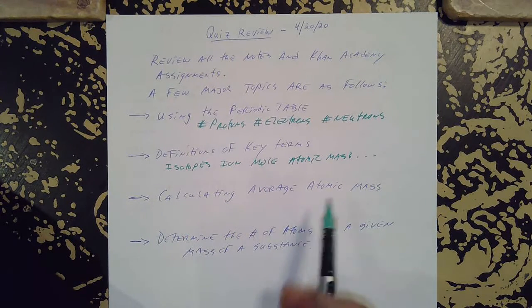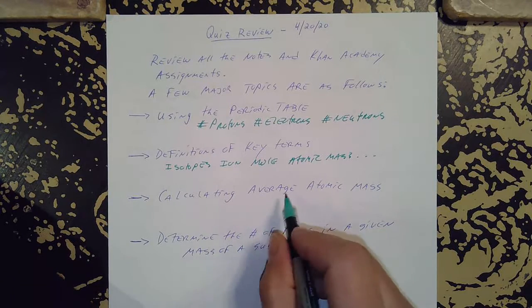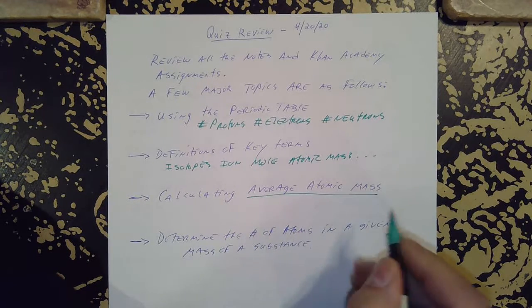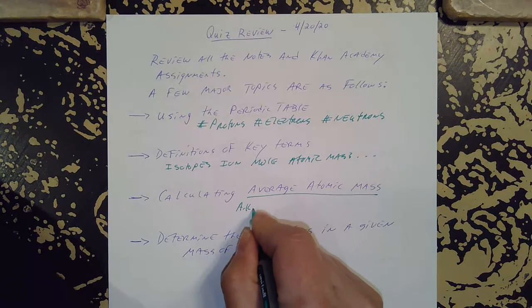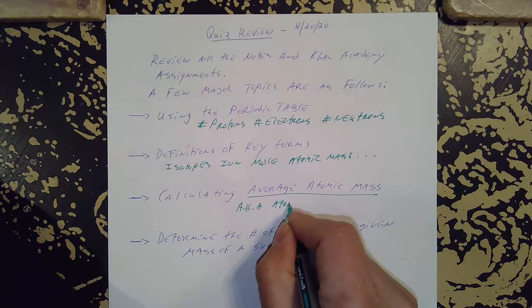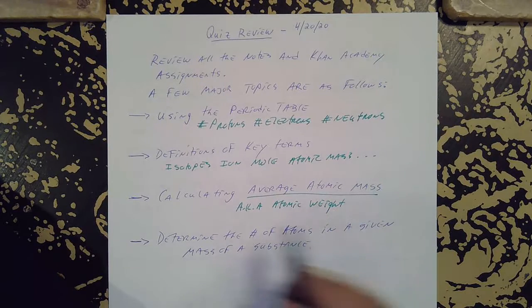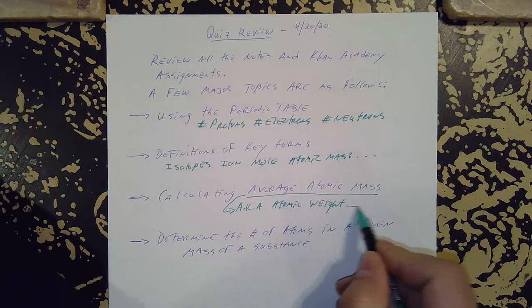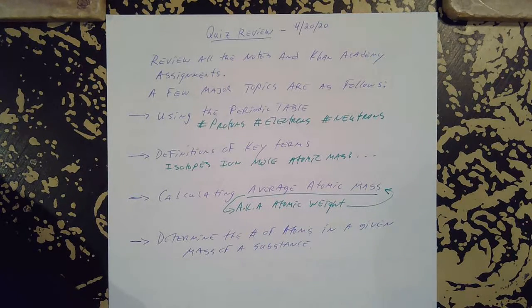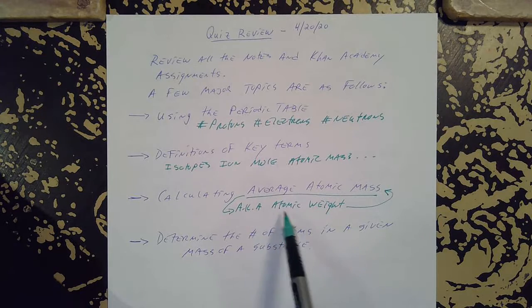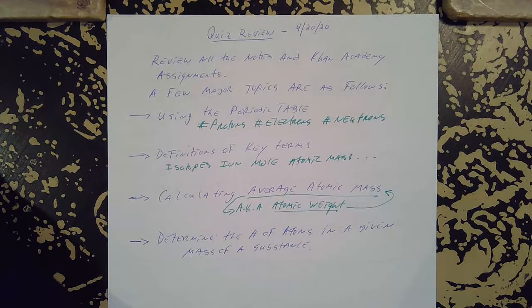Calculating the average atomic mass. Just a few things. There has been some confusion with this. So just to kind of go over a couple of things. This is also known as atomic weight. Those terms are sort of interchangeable. It's just another one of those kinds of confusing things that you run into in science and chemistry. But average atomic mass and atomic weight are basically the same thing. Okay.